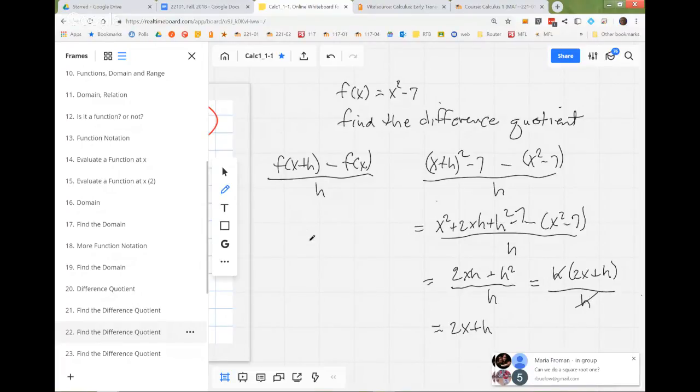Does anybody need me to, can we do a square root one? Okay, where did I get that from? Okay, text message.